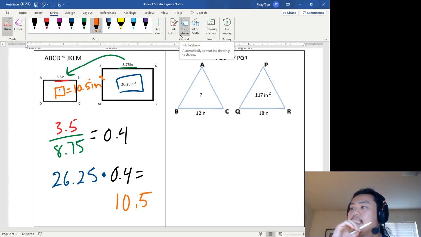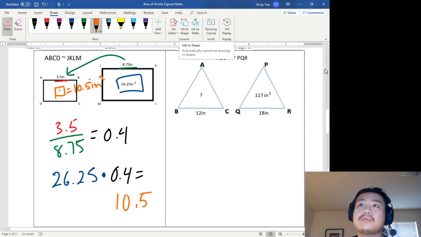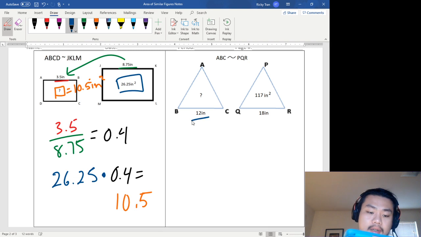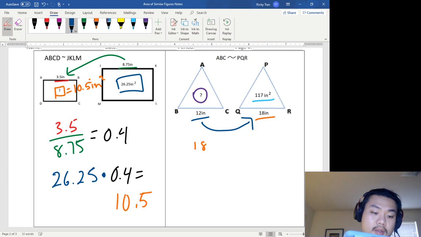All right, so next question. All right, 12 inches here, 18 inches here, 117, and we're trying to find this. All right, so 12 goes to 18, so 18 is going to be on top.